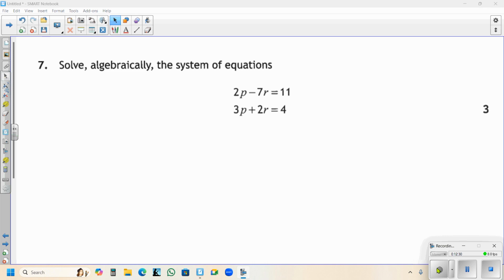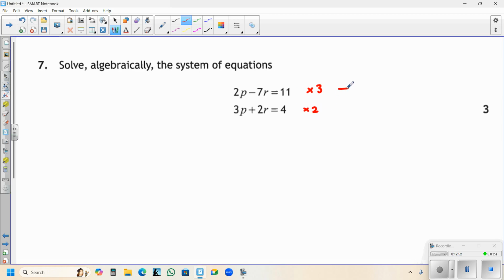Question 7. Solve algebraically the system of equations. So we have got to eliminate one of these letters. Okay, so smaller numbers 2 and 3 compared to 7 and 2. I'm going to eliminate letter P. So when you're eliminating, you swap those numbers over. So I'm going to times that one by 3. I'm going to times that one by 2.